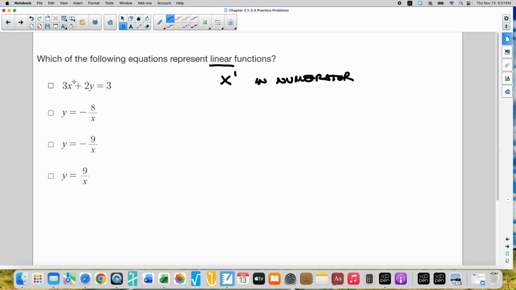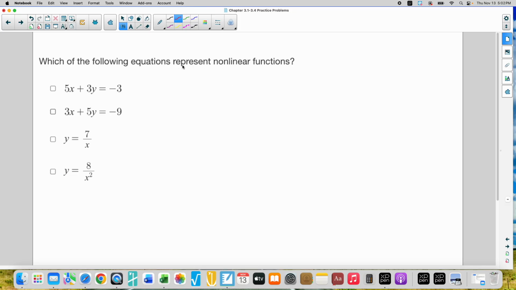Okay? So this is x to the first. So this is a linear function. This is in the denominator, so that's no. That's in the denominator, that's no. That's in the denominator, that's no. So the only one that is a linear function is this one.